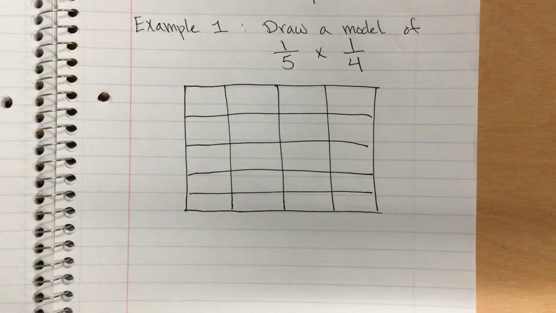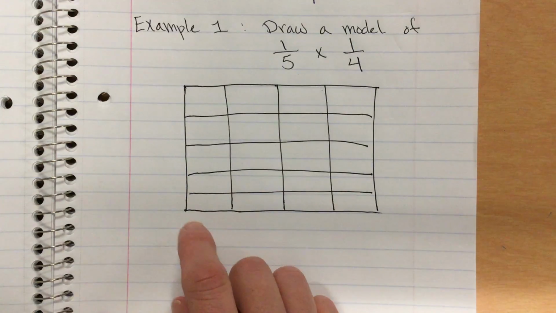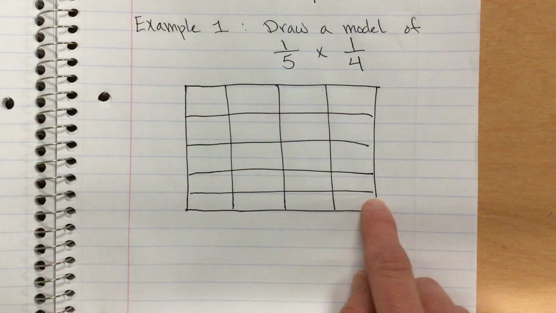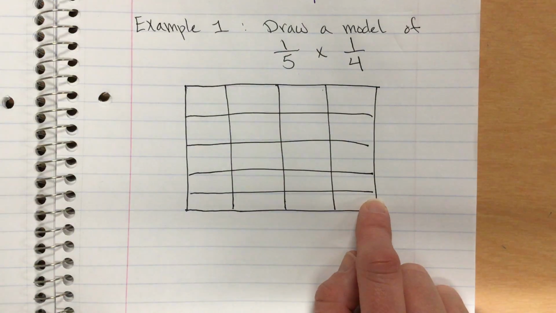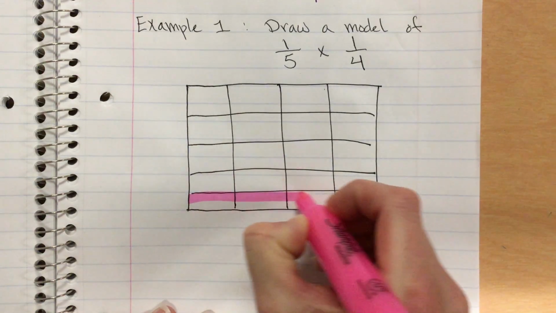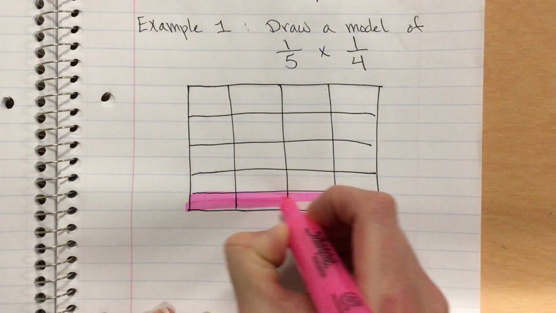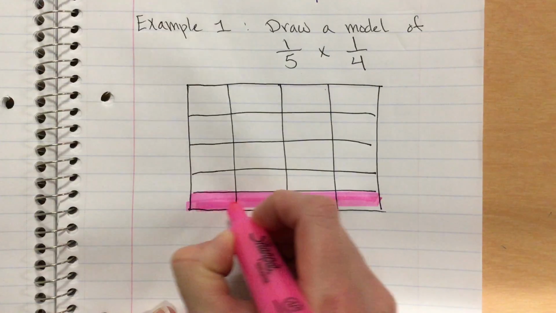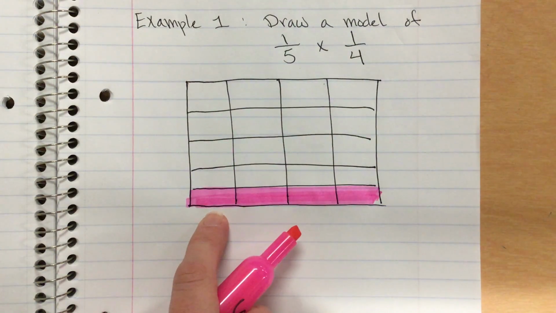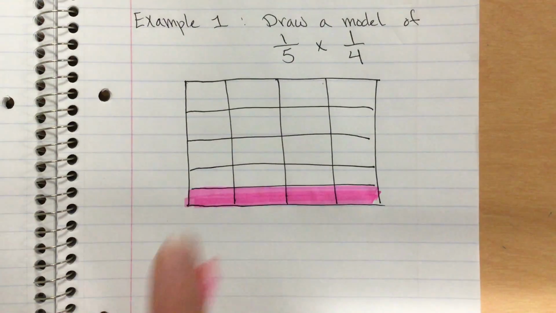First we're going to represent 1/5 of our model. We're talking about 1, 2, 3, 4, 5. We need to shade in 1/5, which would be 1 row out of 5. I've shaded 1 row out of my 5 rows to represent 1/5, 1 out of 5.